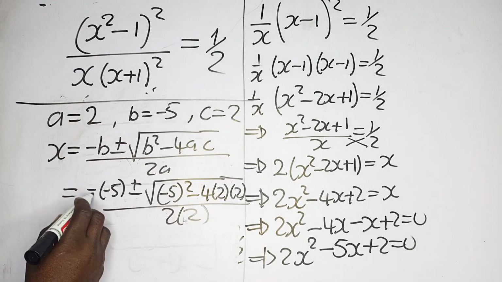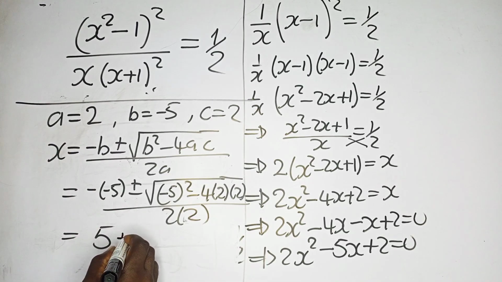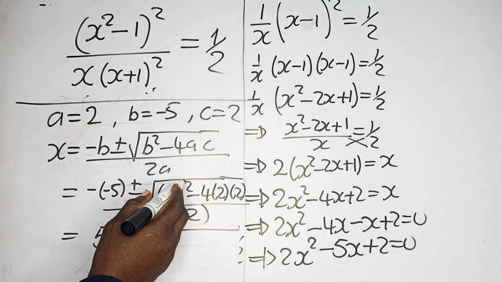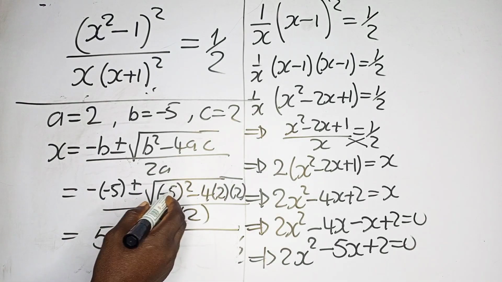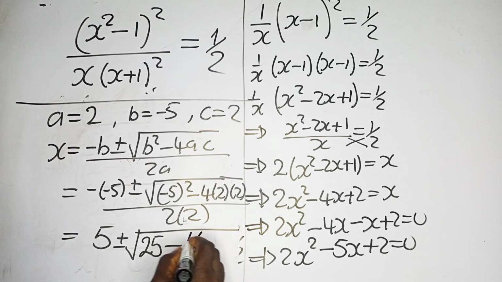All right, negative gives us positive 5 plus minus the root of -5 squared. Remember, the square affects both the negative and the 5, so negative squared becomes positive. 5 squared is 25. We have 25 minus 4 times 2 is 8 times 2 is 16, all of that divided by 4.